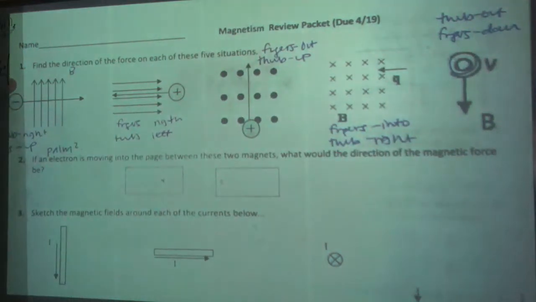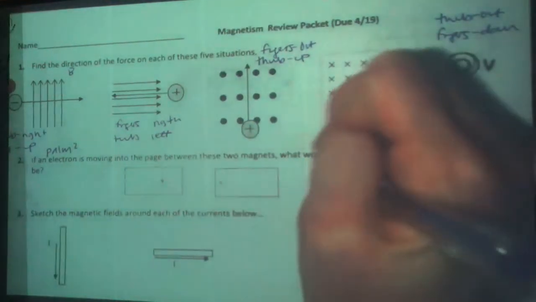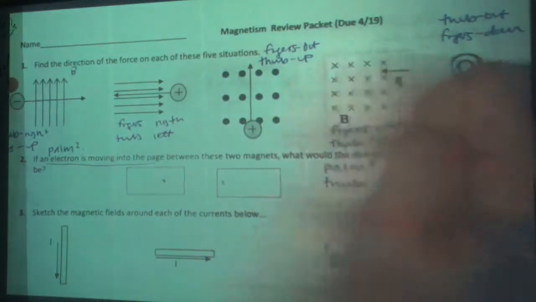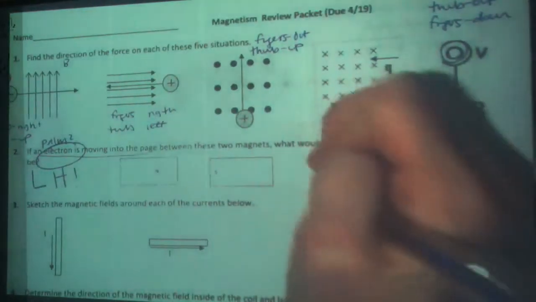Number 2, an electron is moving into the page between these two magnets. What is the direction of the force? So I'm looking for my palm. My electron is moving into the page, so that would be your thumb pointing into the page. And be careful, it's an electron, which means use your left hand. And then we need to know what our fingers are doing.